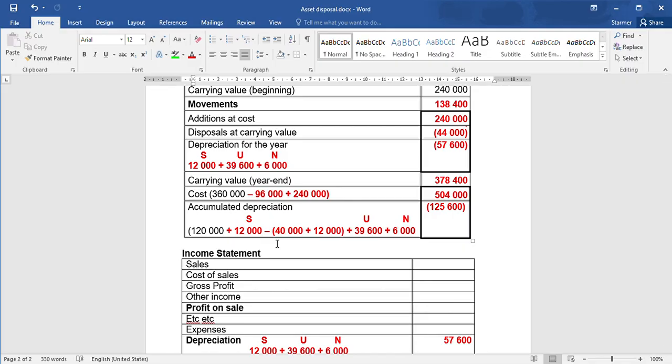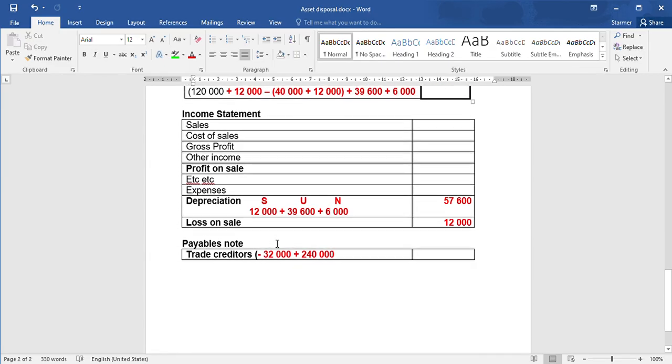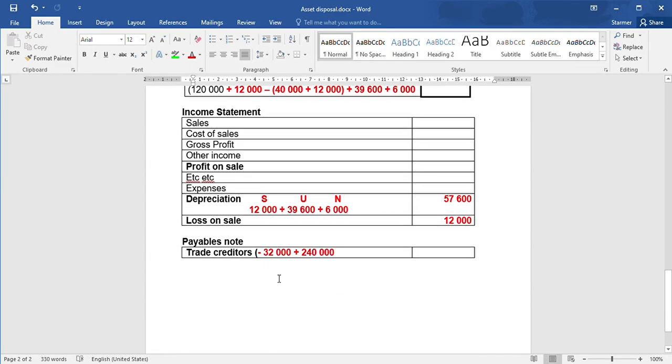Step 4 for asset disposal is to record the selling price. Now because we are trading this asset in, basically what it means is we are giving them an asset in part payment of what we are going to owe them for the new asset that we are purchasing. So that's going to come under your trade creditors, under your payables note. Now at the moment this looks a bit strange because we started with minus 32,000, which was the selling price. Once we record the purchase in a minute though, you will see what ends up happening.